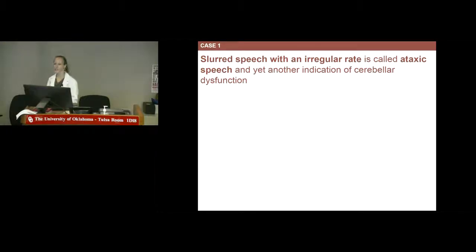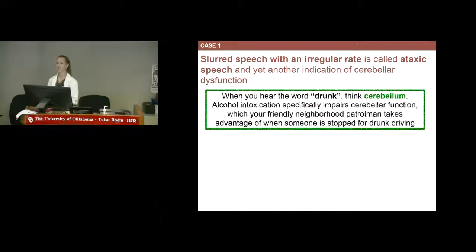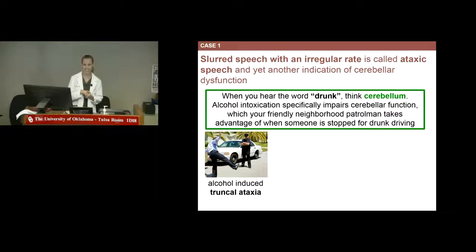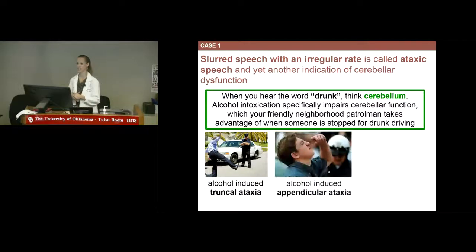So slurred speech with an irregular rate is called ataxic speech. It's another indication of cerebellar dysfunction. But basically, anytime you hear the word drunk to describe someone's motions, and it's not because they've actually been drinking, you should think cerebellum. Alcohol intoxication very specifically impairs decision-making cortex, but it also impairs cerebellar function, which is what all of those roadside tests are about. Can you walk on a line? That's a test for truncal ataxia.